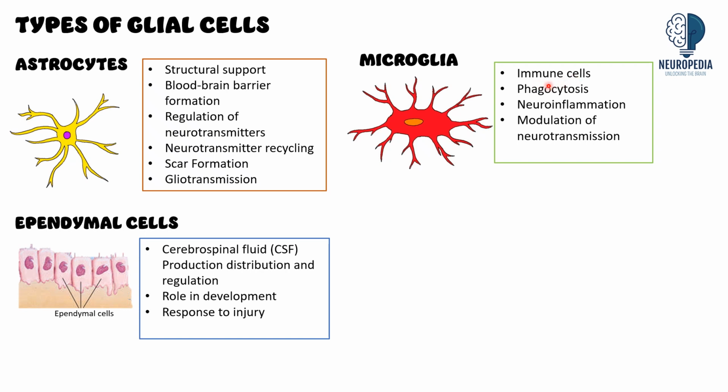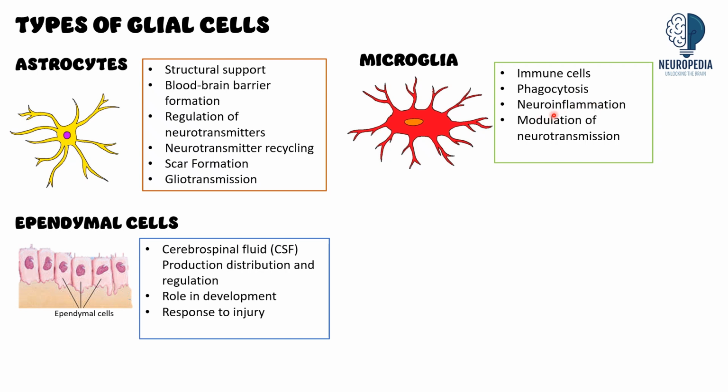When these microglia detect a potential threat such as a pathogen or damaged cells, they become activated. These activated microglia can release various signaling molecules, including cytokines and chemokines, which attract other immune cells to the site of injury or infection. They are also involved in phagocytosis. It is the process by which they engulf and digest cellular debris, dead cells, pathogens, and other foreign materials. This helps to clean up the central nervous system and promote tissue repair.